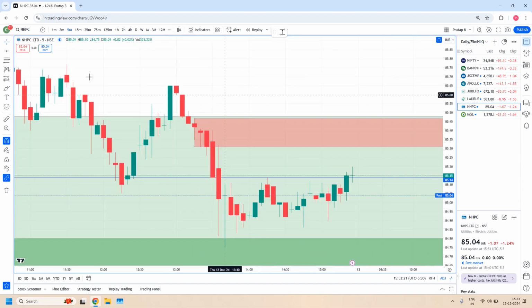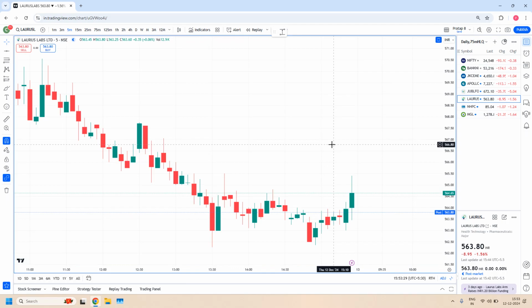Okay, so NHPC is not. What is the other stock? It looks like a successful trade but is not considered: our Laurus Labs. Yesterday we got a trade. Day before yesterday we got a trade. Today also it gave a trade.